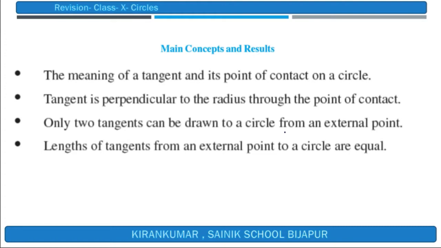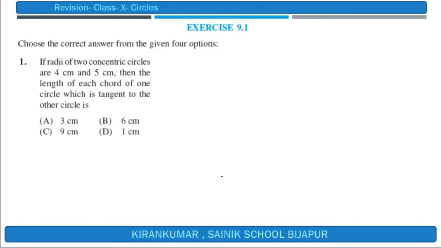We shall look at exercise questions and use these concepts in solving them. The first question is to choose the correct answer from the given four options. If the radii of two concentric circles are 4 cm and 5 cm, then the length of each chord of one circle which is tangent to the other circle is? So we need to find the length of the chord which is a tangent to the smaller circle.